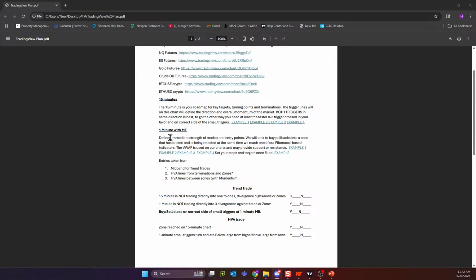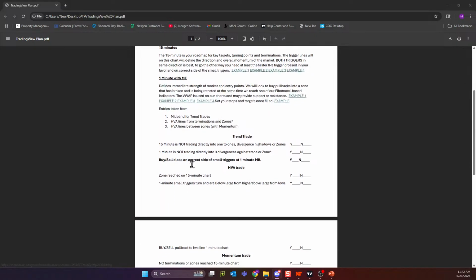Your 1-minute chart is going to have market flow on it. And this is going to be immediate strength and entry points. You're going to look to buy pullbacks at broken zones, one-to-ones, mid-bands. And you're going to see some examples here. So entries come from the 1-minute chart, and they come from mid-bands for trend trades, HVA lines from terminations, and HVA lines for momentum. So there's a couple different ways to do it, but it's still big chart, little chart.